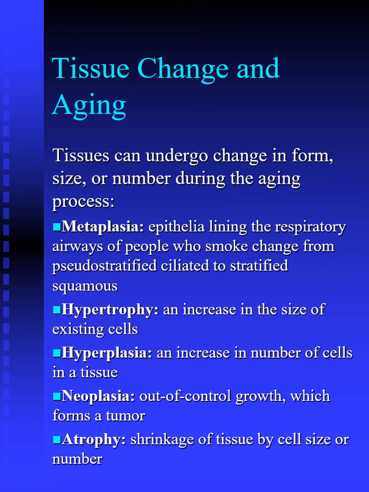Neoplasia is considered to be out of control growth and usually forms a tumor due to changes within stem cells, such as our mesenchymal cells, which may be a cause of excess growth of cells. And then lastly, what we can have is atrophy, and this is very common with aging, where disuse causes a shrinkage of the cell size or the cell number. And so that's why we commonly see smaller muscles in elderly individuals, as well as a decrease in the number of bone cells or osteocytes within individuals that are aging.